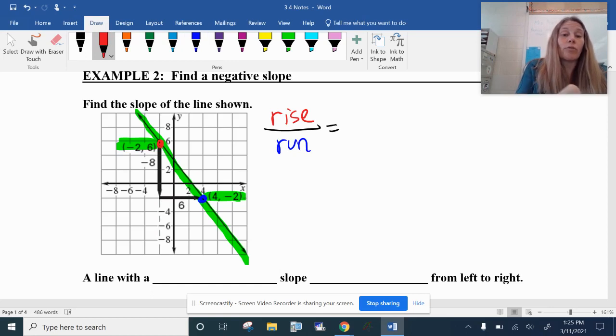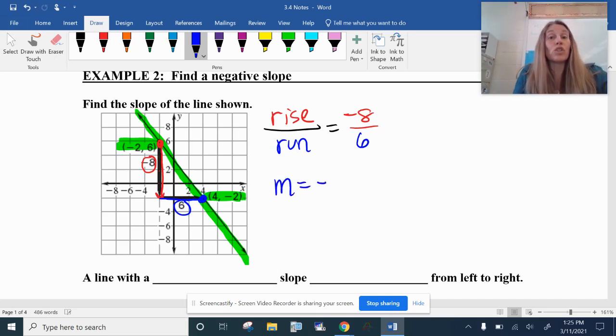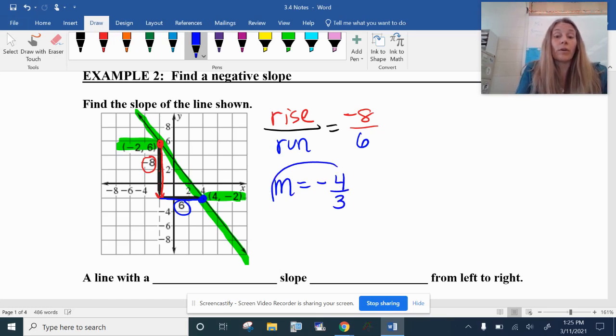So this time though, my rise, I'm going to be going down. And if you'll notice, each of these boxes on the grid is going by 2. So I'm going down 2, 4, 6, 8, which gives me a -8 for my rise. And then my run is going left to right, 2, 4, 6, so that would give me a +6. Now, when I write my answer for this one, my slope would be -8/6, but I want to simplify or reduce that fraction to -4/3.